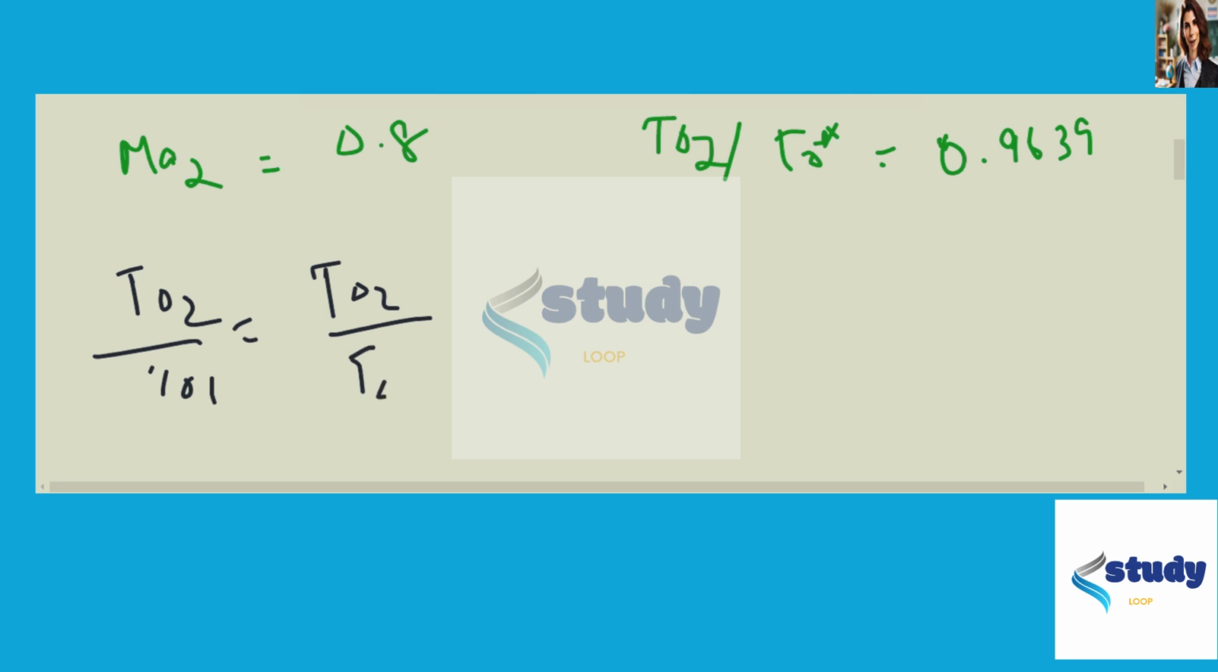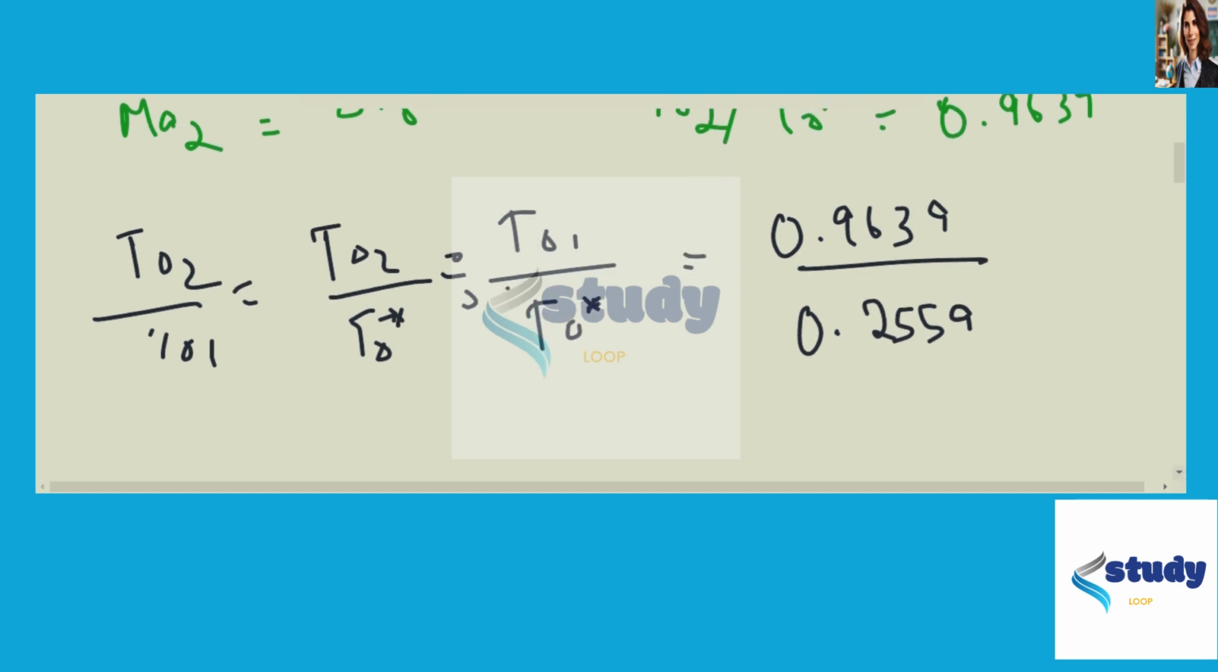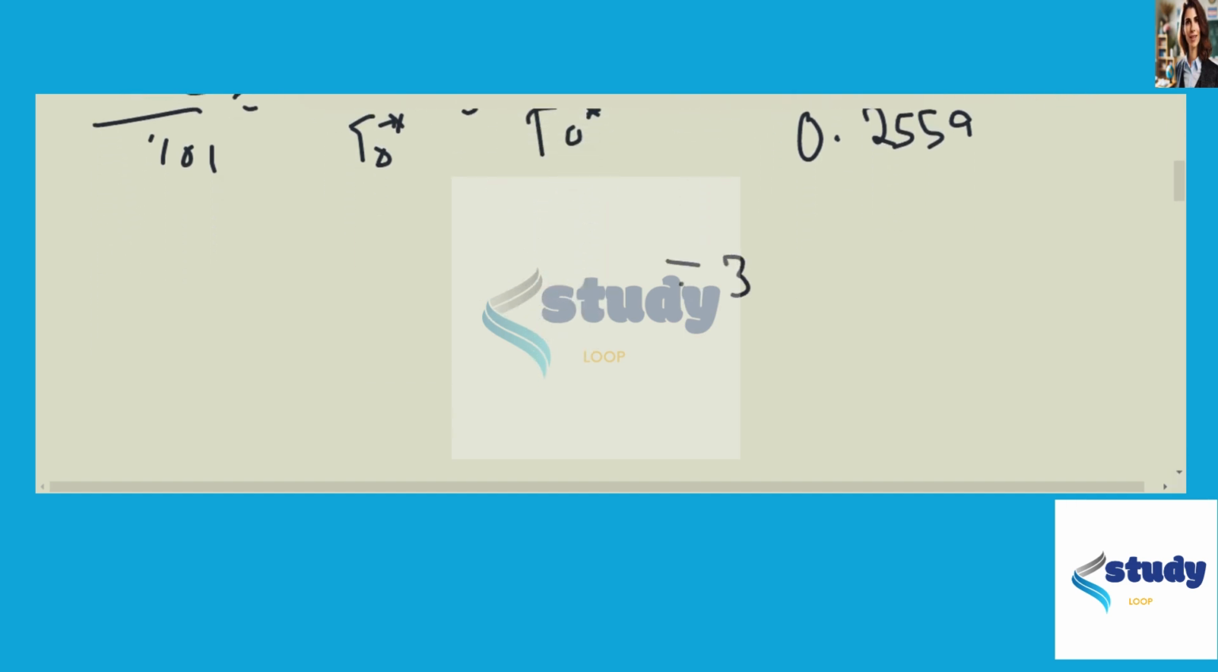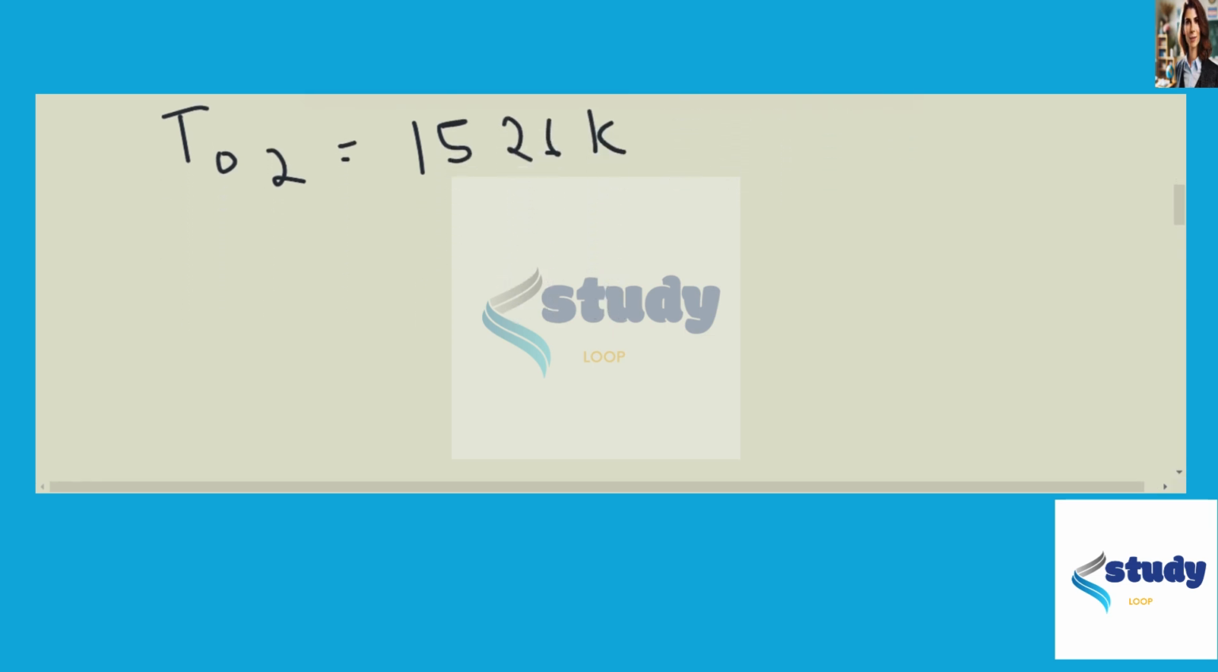Considering this, the exit stagnation temperature T02 can be found by the equation: T02 upon T01 equals (T02 upon T0 star) divided by (T01 upon T0 star), which equals 0.9639 upon 0.2559, which equals 3.7667. Hence, we get T02 equals 1526 K.